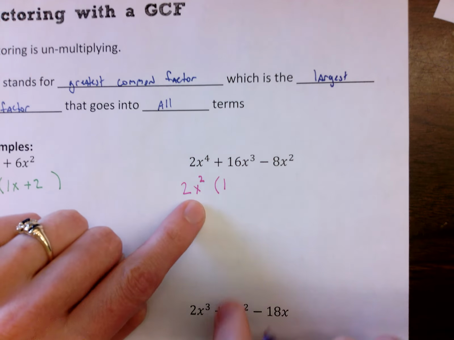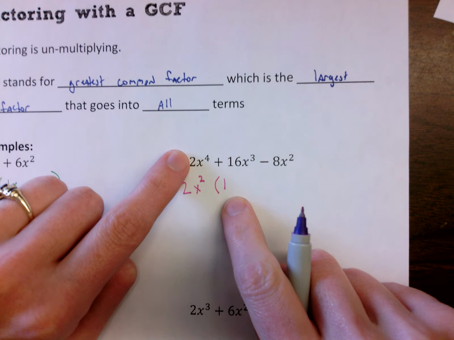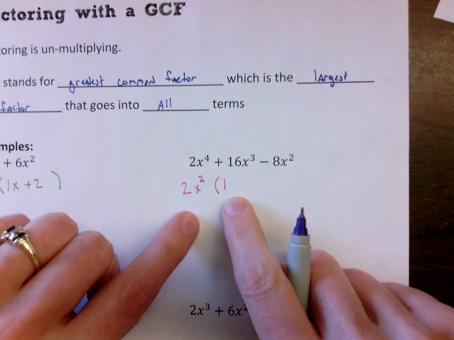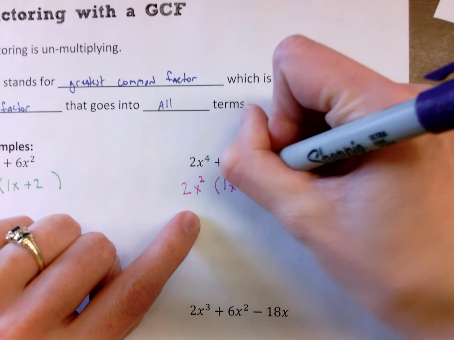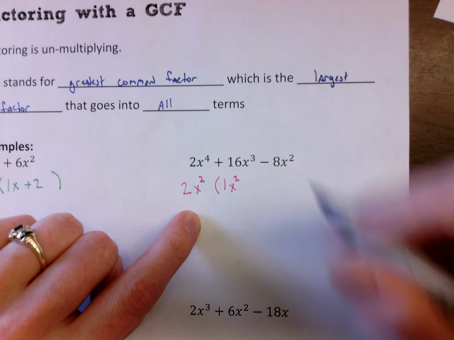Okay, I've got 2 x's here. How many more x's do I need so that when I multiply these, I'll have 4 x's in the end? Well, if I've got 2, that means I need 2 more to get up to 4. So it's 1x squared. All right, so we did this guy.